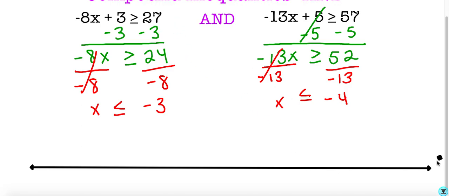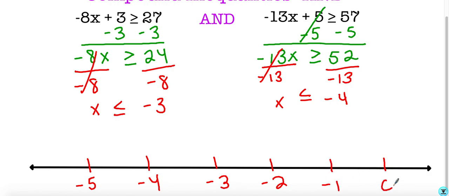So here, what I'm going to do is I'm going to plot negative 5, negative 4, negative 3, negative 2, negative 1, and 0. So for our first inequality where x is less than or equal to negative 3, because it's also equal to, it's a shaded circle because negative 3 is included, and it's less than, so we shade to the left.